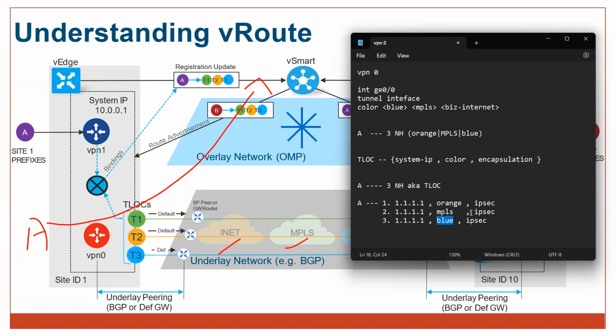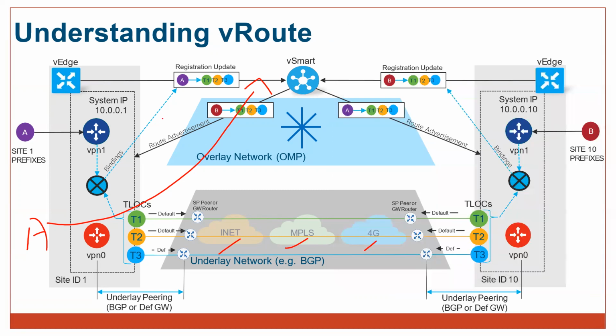So color is one of the very important attributes we have for TLOC. All three are attributes of TLOC, although there are other attributes as well, but these are the major attributes. Now vSmart comes to know, and how do they come to know? They come to know via the OMP protocol with the help of TLOCs.